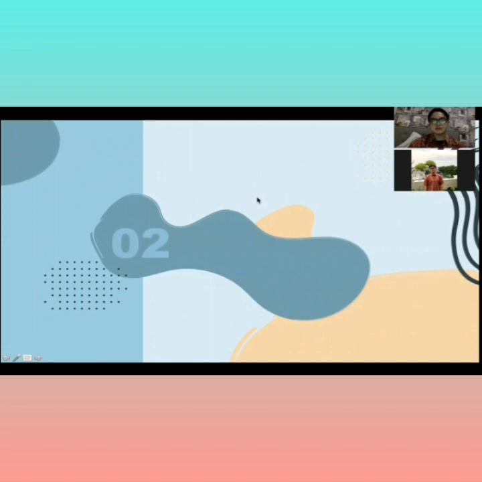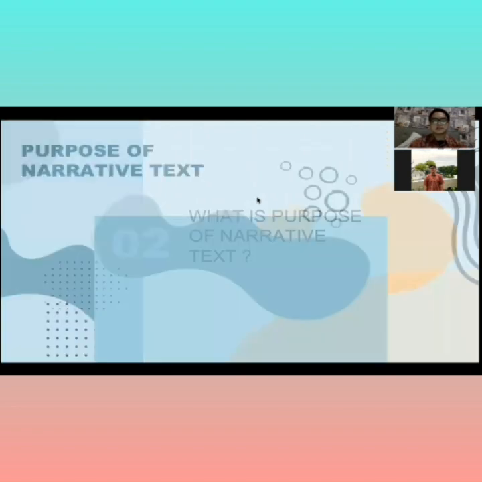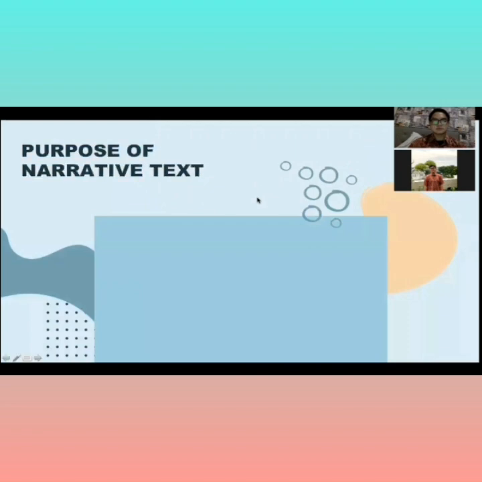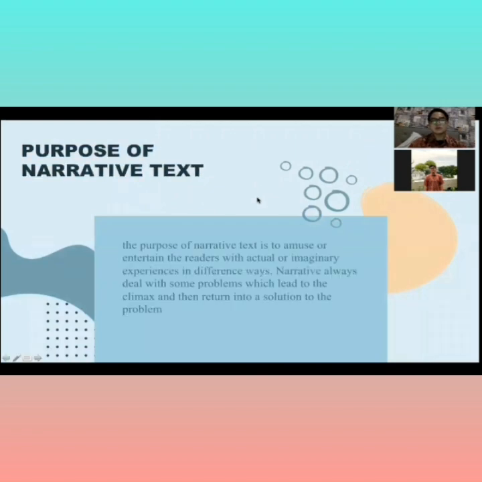Number 2. What is the purpose of narrative text? The purpose of narrative text is to amuse or entertain the readers with actual or imaginary experiences in different ways. Narrative always deals with some problems which lead to the climax and then return into a solution to the problem.